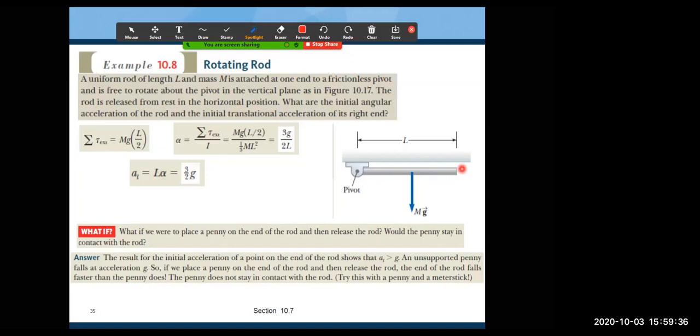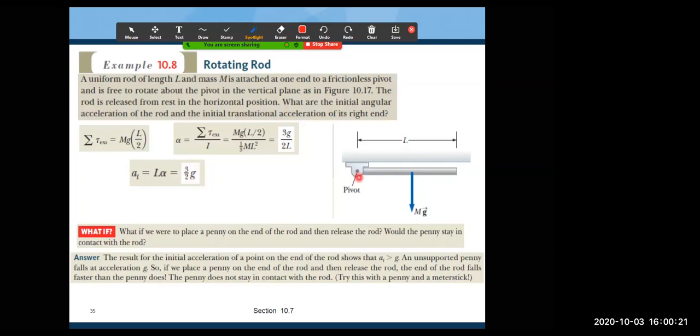What is the tangential acceleration at the end of this rod? If you have a rod that is a rigid one, the angular acceleration about this point is equal to 3g over 2L. Length of the rod is L. So the tangential acceleration is equal to L times alpha. It is equal to the distance from the axis of rotation times the angular acceleration. So you multiply it by L, it becomes 3g over 2.